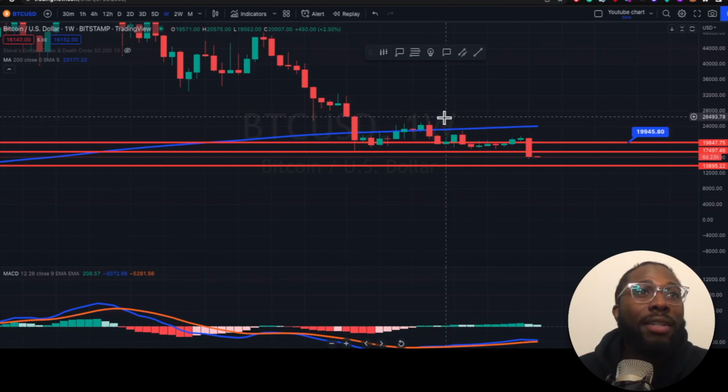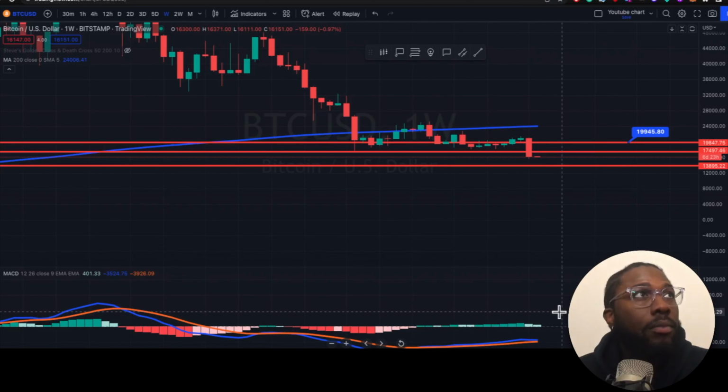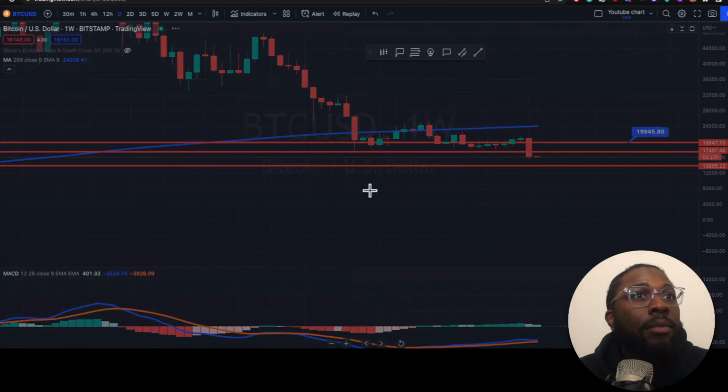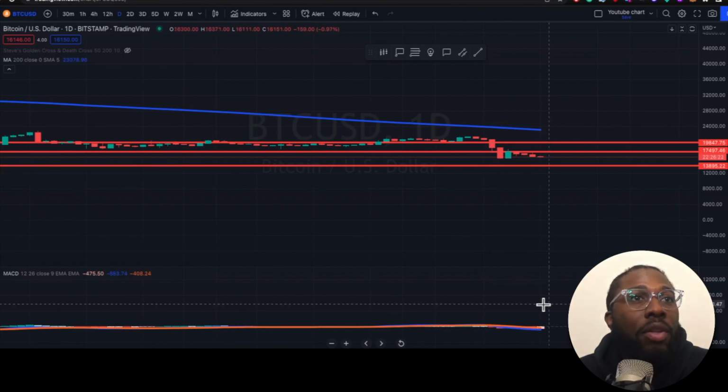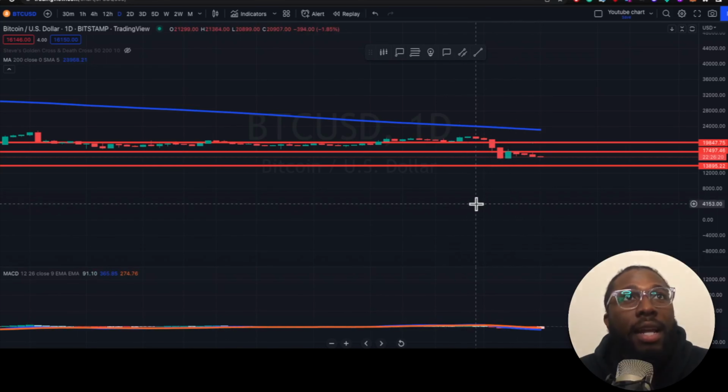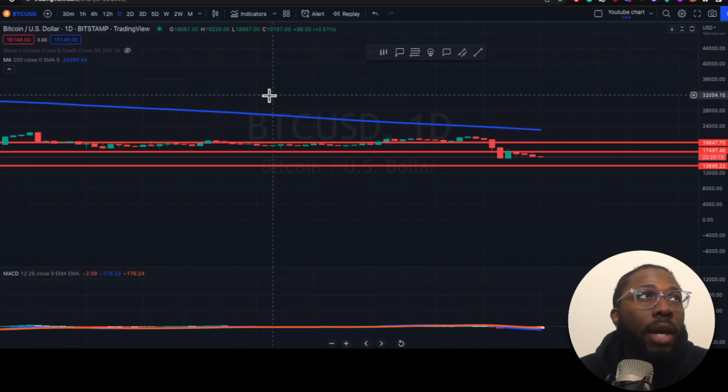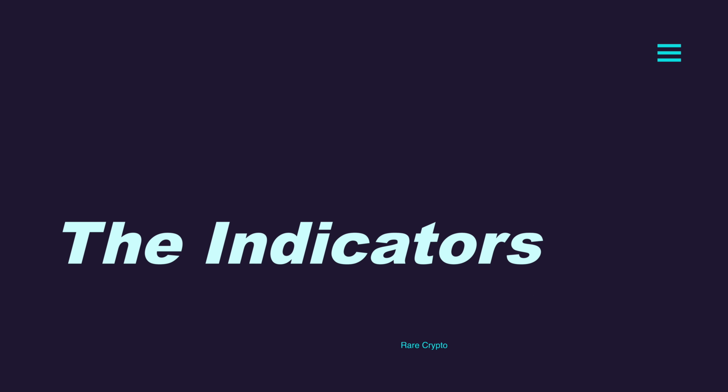Okay, looking at the MACD here, we did have a cross on the MACD in August. However, when we look at it, prices did the opposite of what we see here on the weekly time frame. Okay, let's go to the daily. And on the daily, we do have the orange over the blue, indicating that prices are heading downwards. Okay, now it's time for the indicators.